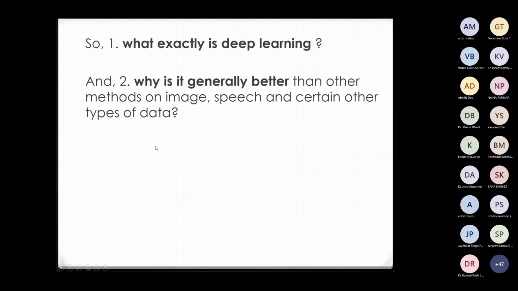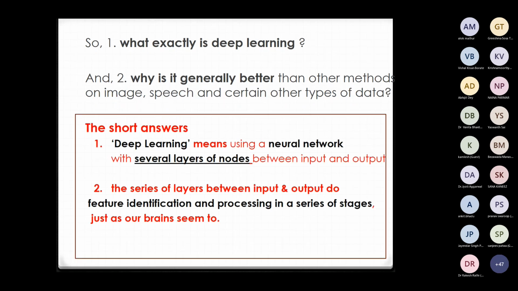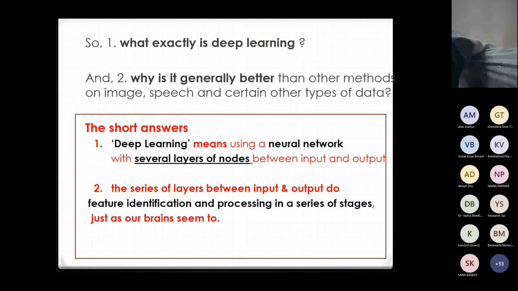Now the first two things generated in your mind are: what exactly is deep learning, first of all, and second, why is it generally better than other methods for image, speech and other types of data. Okay, so these are the two most important things that will come to your mind when starting deep learning at the primary level. Okay, so my first answer is the simplest, the short answer.